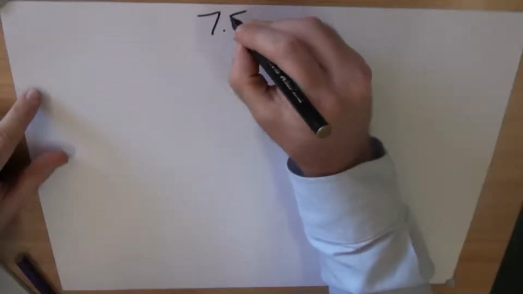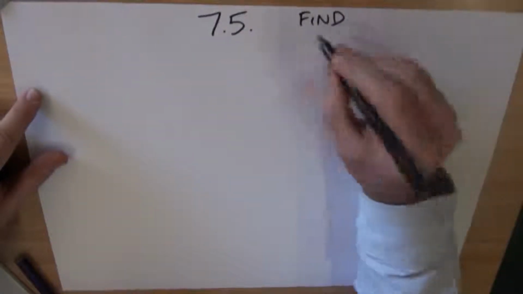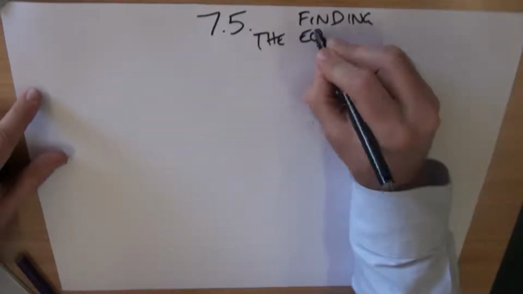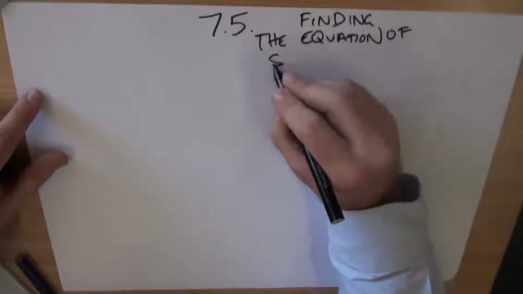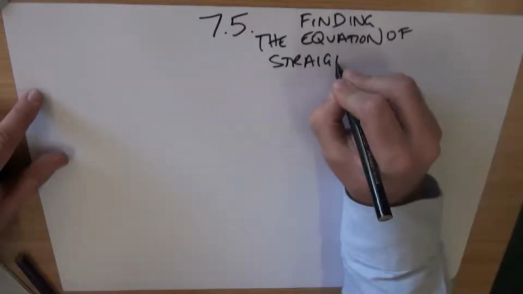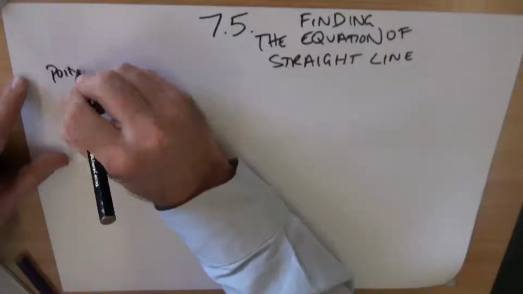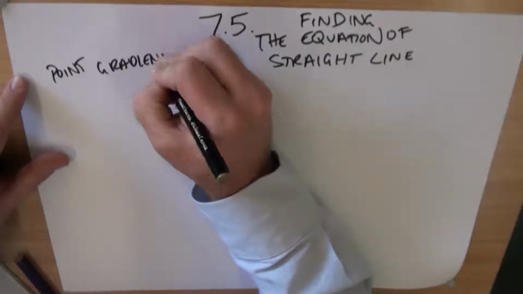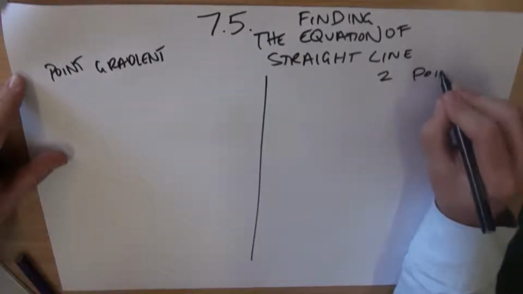Okay, hi Advanced Maths. This time we're going to be doing 7.5, which is how to find the equation of the straight line. Now there are two ways to do this. We have two formulas we can use. We can use the point gradient formula, or we can use the 2-point formula.